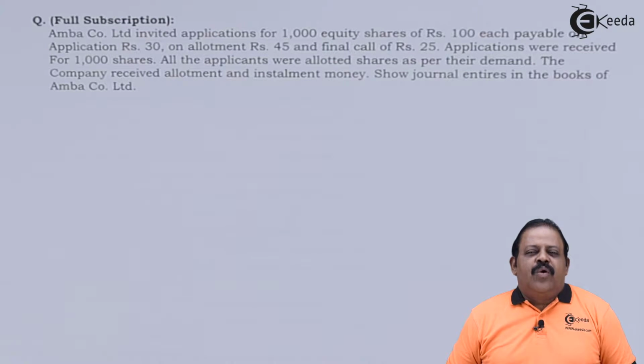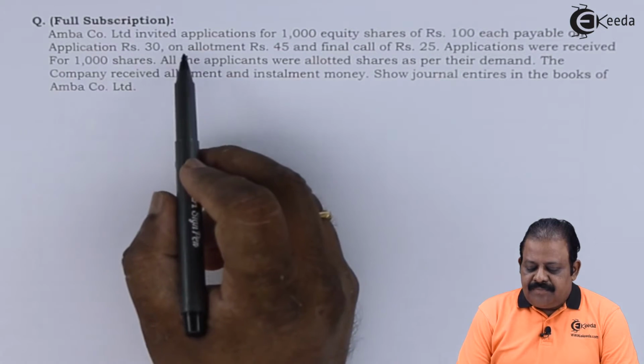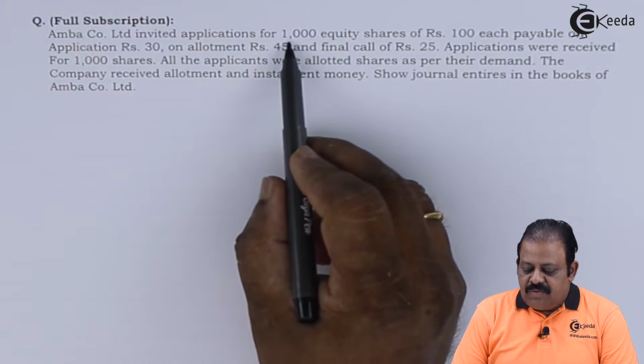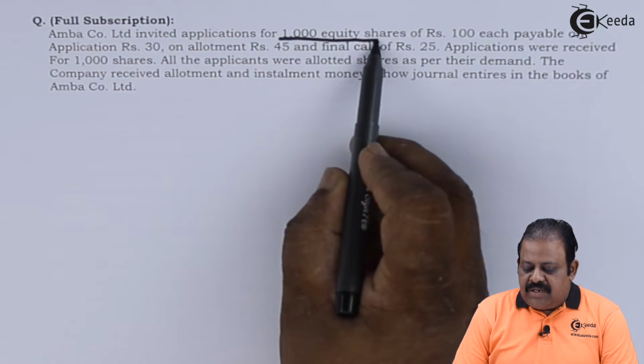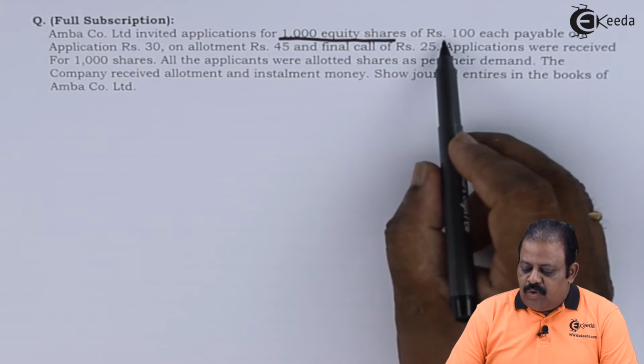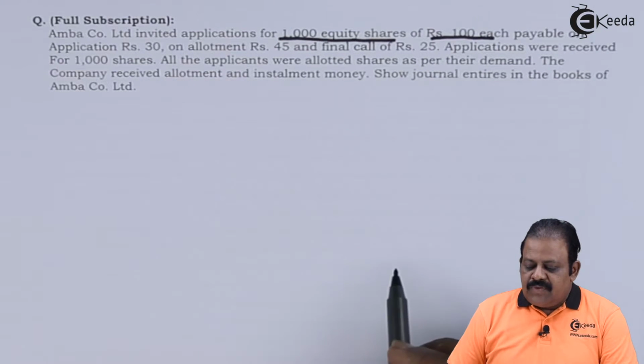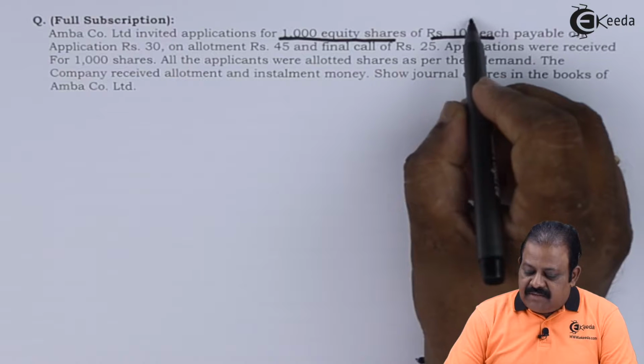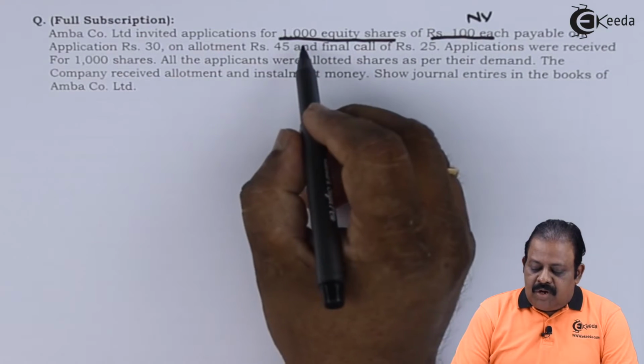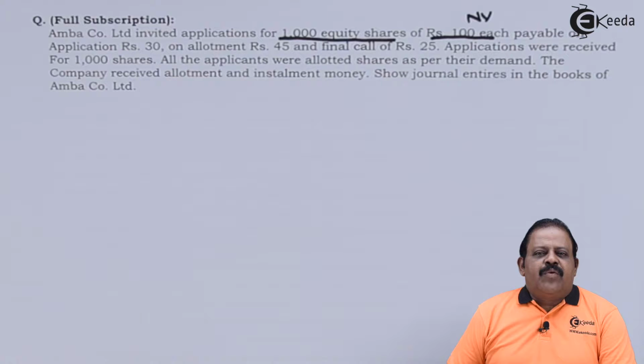In this question, we are going to understand the basic entries of issue of shares when shares are issued at par. Let us read the question. Amba Company Limited invited applications for 1000 equity shares of rupees 100 each. So this is the nominal value of the share, 100 rupees. Number of shares is 1000. In every question, you are required to focus on this information: how many shares are issued and what is the nominal value or face value of the share.